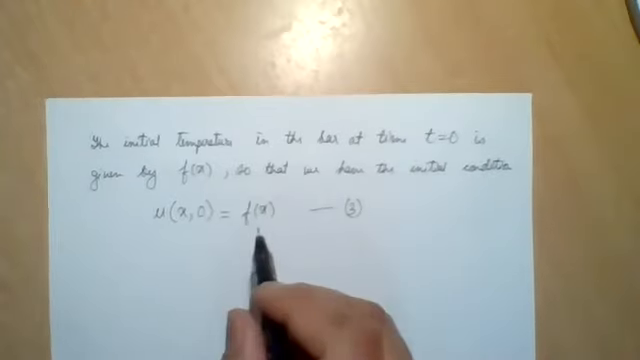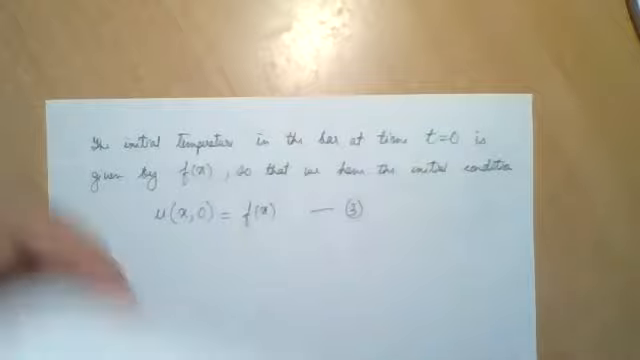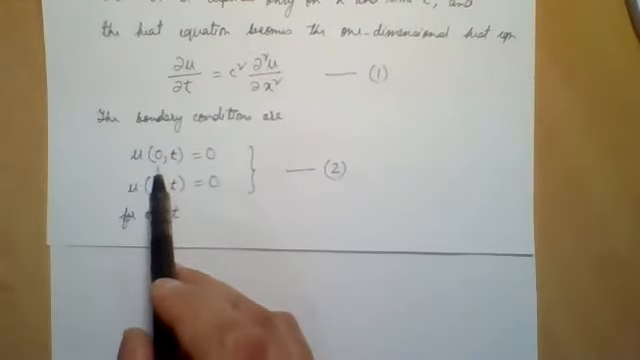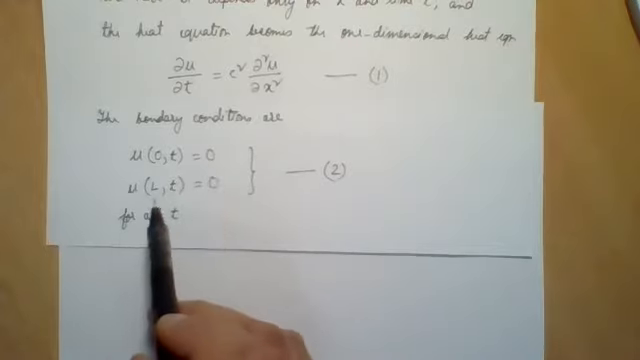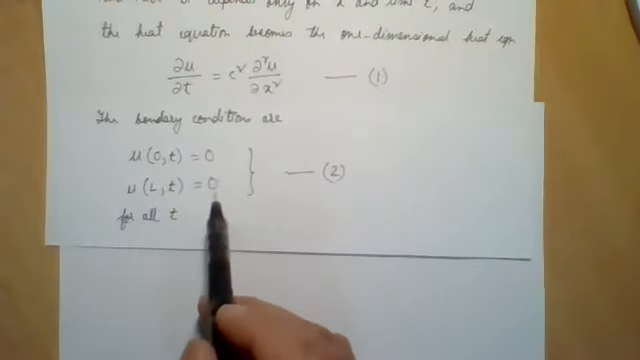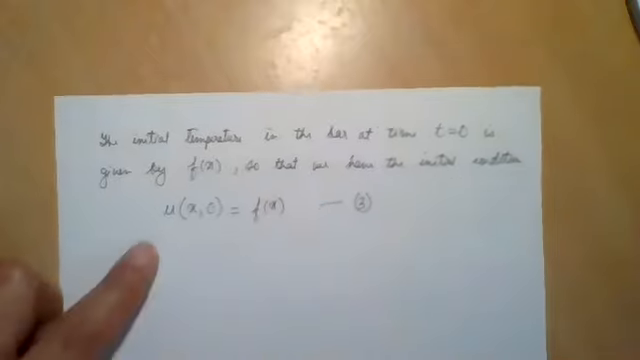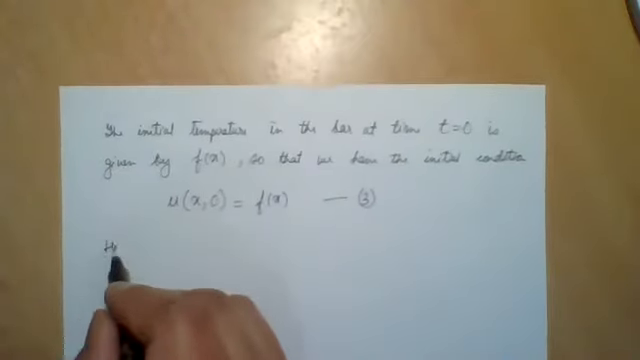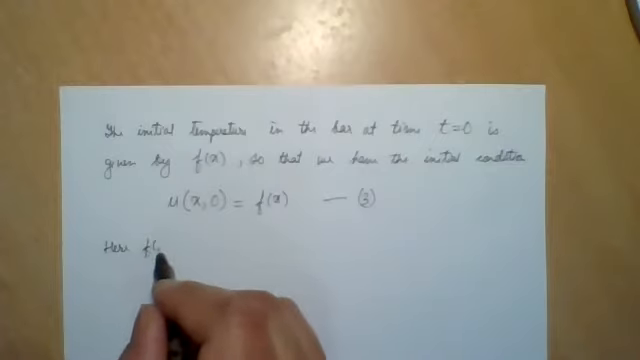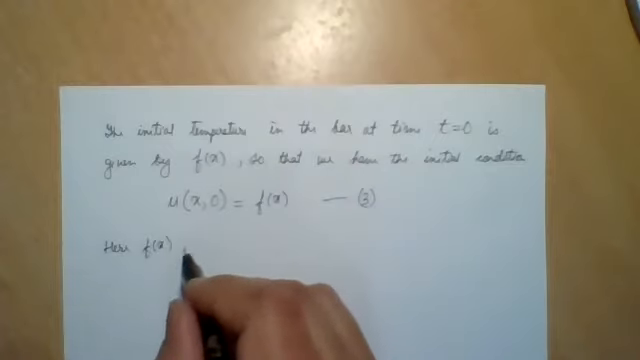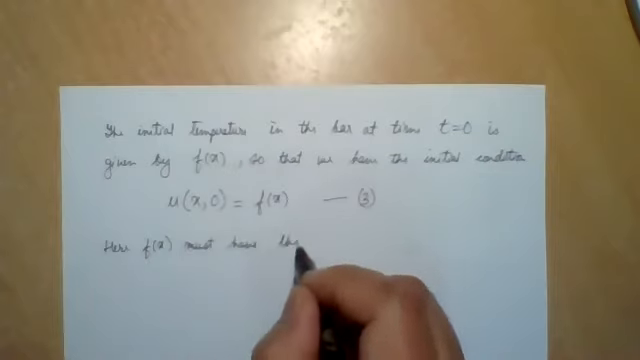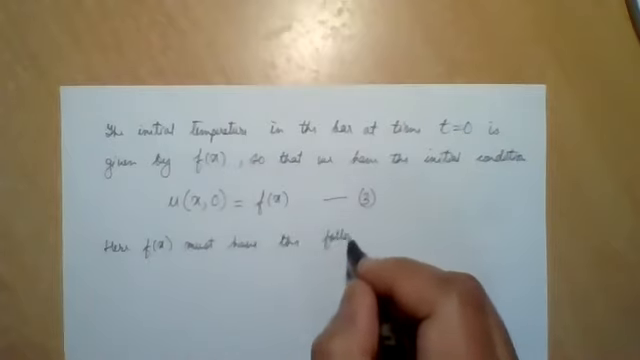And from the boundary conditions, what are the boundary conditions? The boundary conditions are that at x equal to 0, the temperature should be 0. At x equal to L, the temperature should also be 0. So f of x should have the following properties.